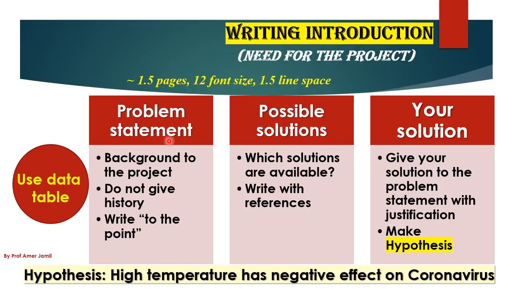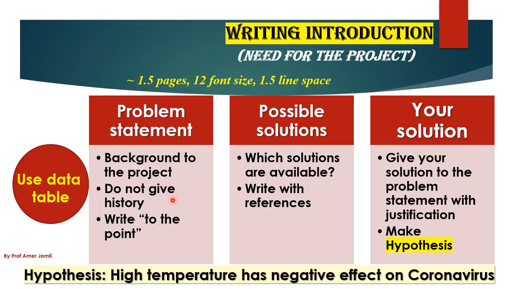The first paragraph should address the problem statement. It gives background to the project. Here some people start writing history. Do not write the history or the basic information here. Start to the point. For example, if your synopsis is about the effect of temperature on coronavirus, you do not have to write down the types of viruses, the different sorts of environmental factors, or the morphology of coronavirus. You don't have to write all that.